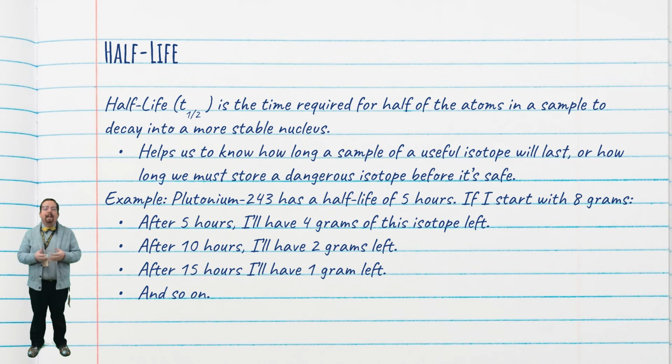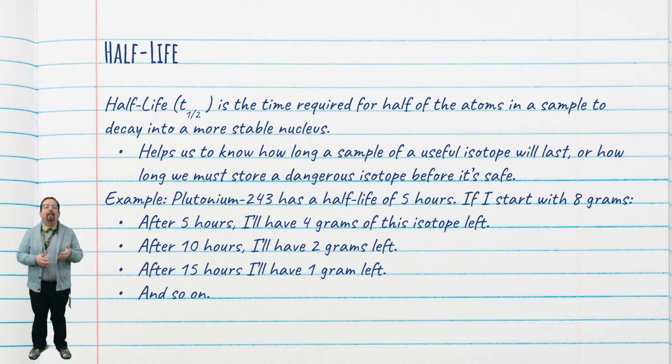The common way to discuss how fast a radioactive isotope will undergo decay is by referring to its half-life. The half-life of an isotope is the time it takes for half of the radioactive atoms in a sample to decay to a less radioactive atom. Half-life data is important because it gives us an idea of how long we can continue to use an isotope before it's no longer effective, like in nuclear medicine, or how long we must safely store a dangerous isotope before it's okay to put back into nature, like with nuclear power plants. To give you an idea of how half-life works, let's take plutonium-243 as an example.